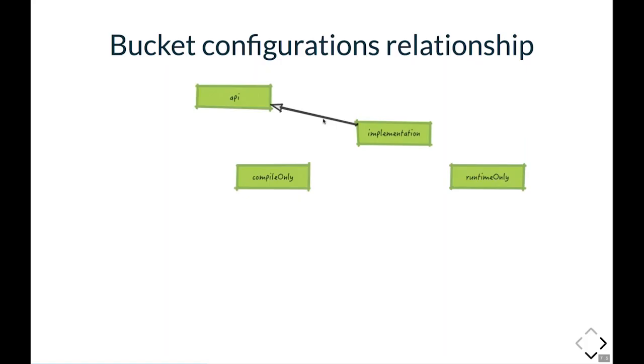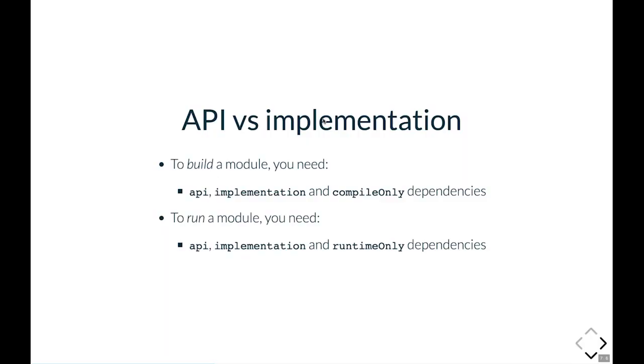So these configurations also happen to have relationships. And with the 4 examples we have got here, the relationship we can show is the fact that the implementation configuration extends from the API configuration. That means that anything which is declared in API effectively will go through the implementation part. So that's good. But what does that mean, that API versus implementation? Why is it so important?